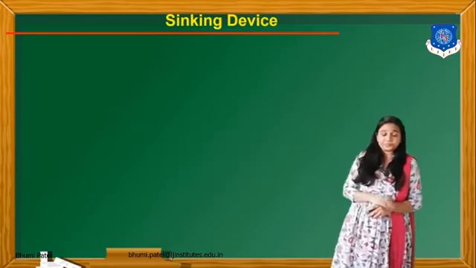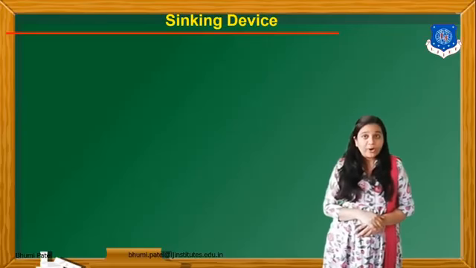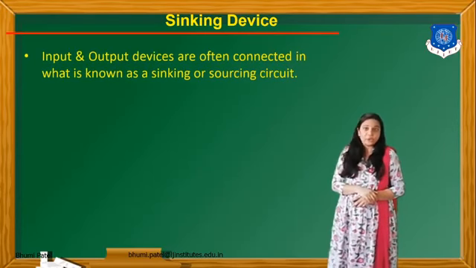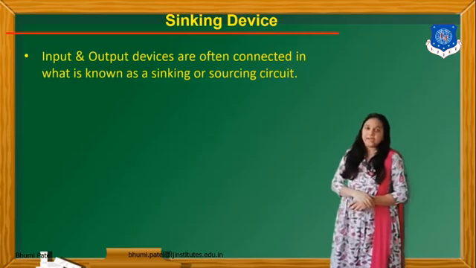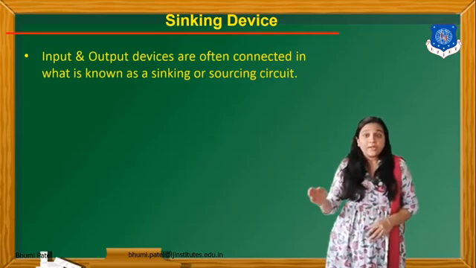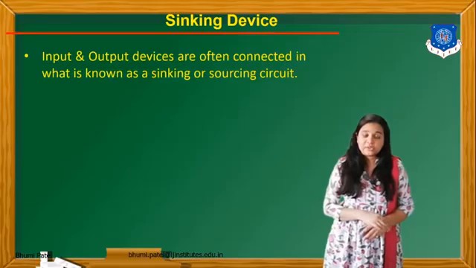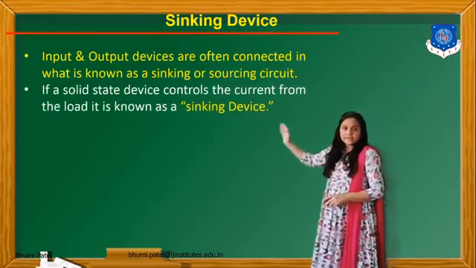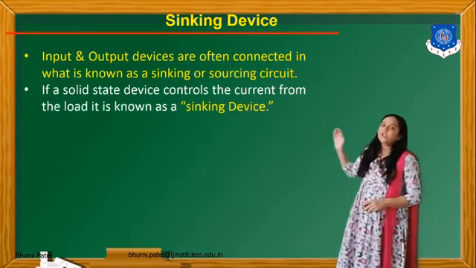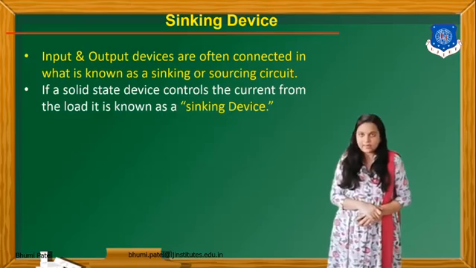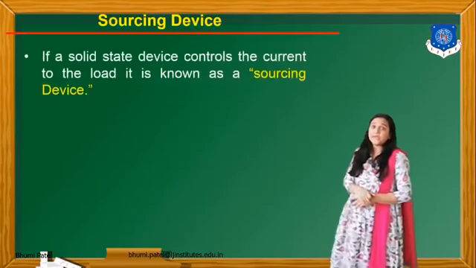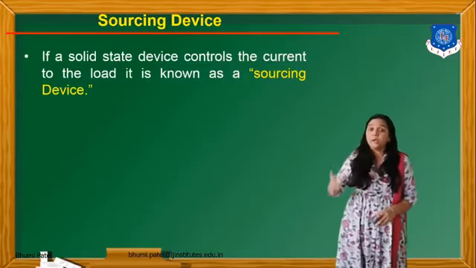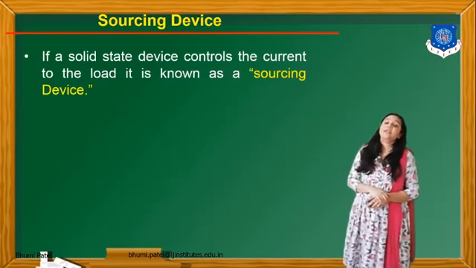Now whenever we deal with the output module, we should know about two devices, the sinking device and the sourcing device. The input and output devices are often connected in what is known as the sinking and sourcing circuit. Now what is the sinking device? If a solid state device controls the current from the load, it is known as the sinking device. And what is the sourcing device? If a solid state device controls the current to the load, it is known as the sourcing device.